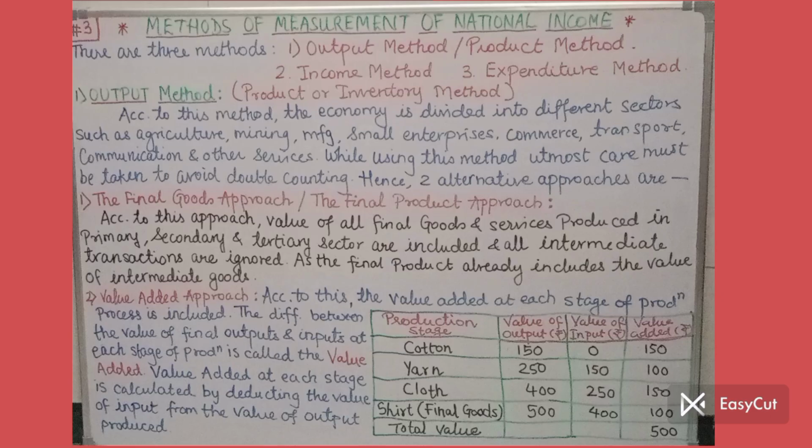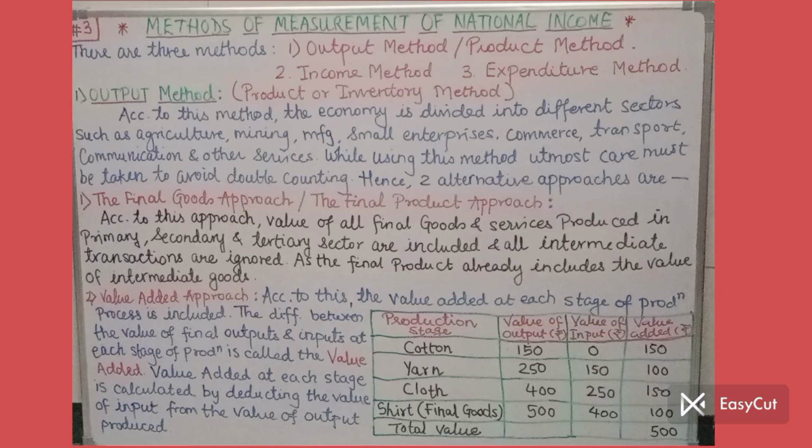First one, output method. It is also known as product or inventory method. Now what do we mean by inventory? It's nothing but stocks, product, that's it. Now from the name itself we come to know, in simple words we try to understand first. Output means whatever is the output produced in the economy, in the different sectors of our economy, adding up all those output produced in different sectors of the economy, taking it together, whatever amount we arrive at, that becomes our national income. So if we add up the output, then it is called output method.